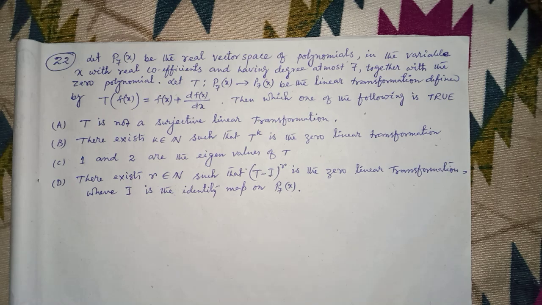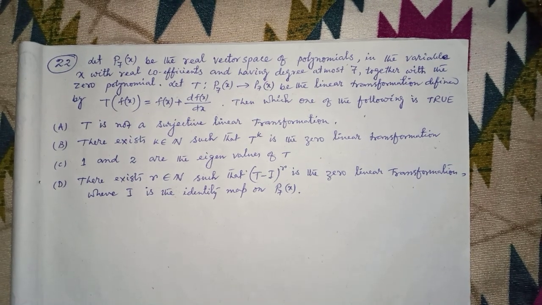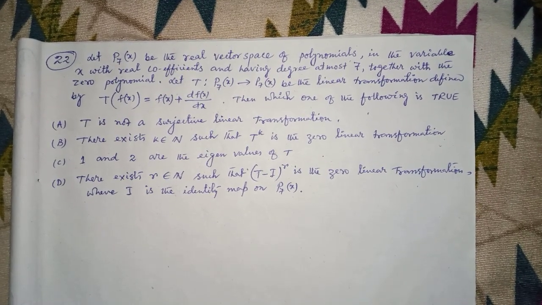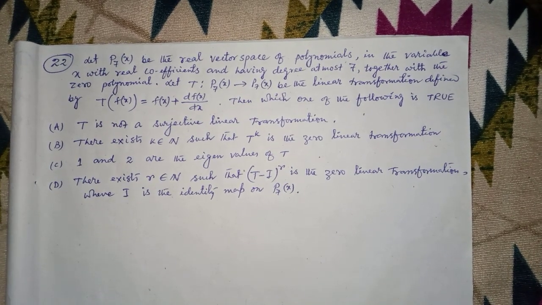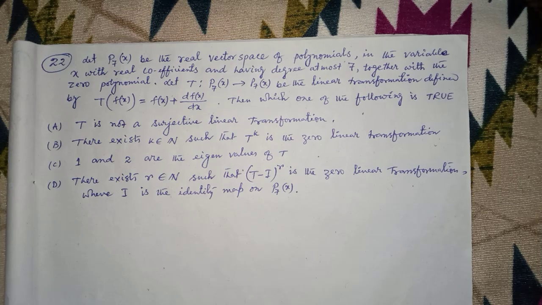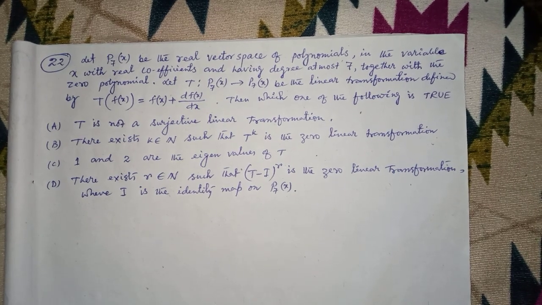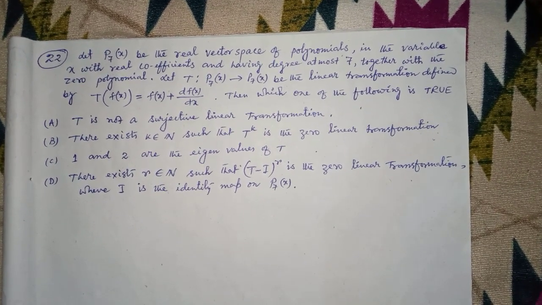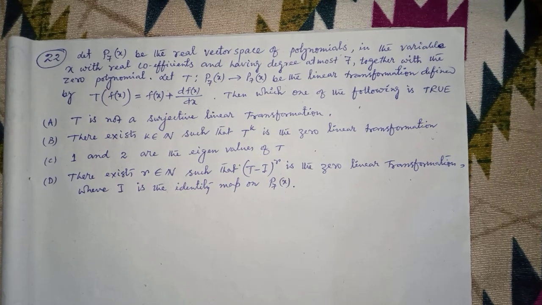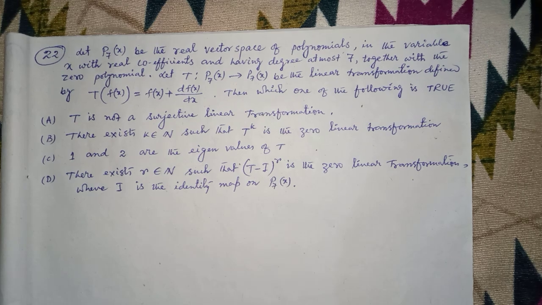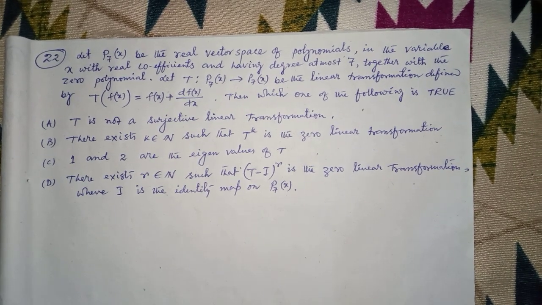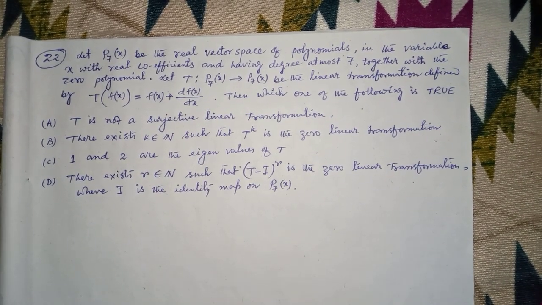Let T: P7(x) to P7(x) be the linear transformation defined by T(f(x)) = f(x) + d f(x)/dx. Then which one of the following is true? There are 4 options given. So let us try to find out the correct option.